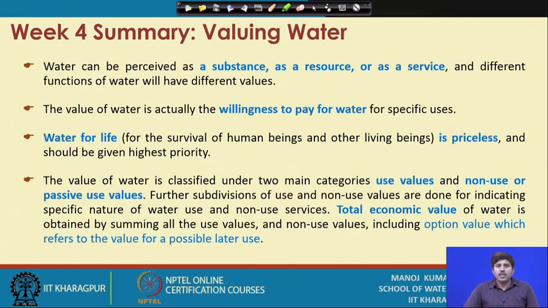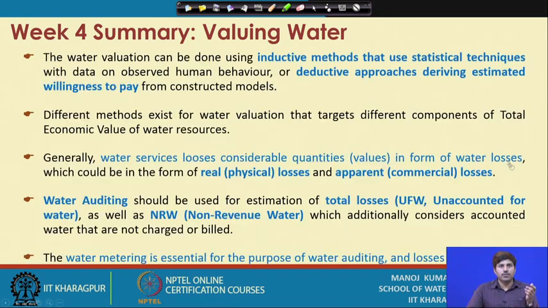The value of water is classified under 2 main categories, the use values and non-use values. Use values are also known as active use values, and non-use values as passive use values. So, there are further subdivisions of use and non-use values which were discussed in detail, and the total economic value of water is obtained by summing all these different subcomponents under use values and non-use values, and this includes option value as well, which refers to the value for a possible future use.